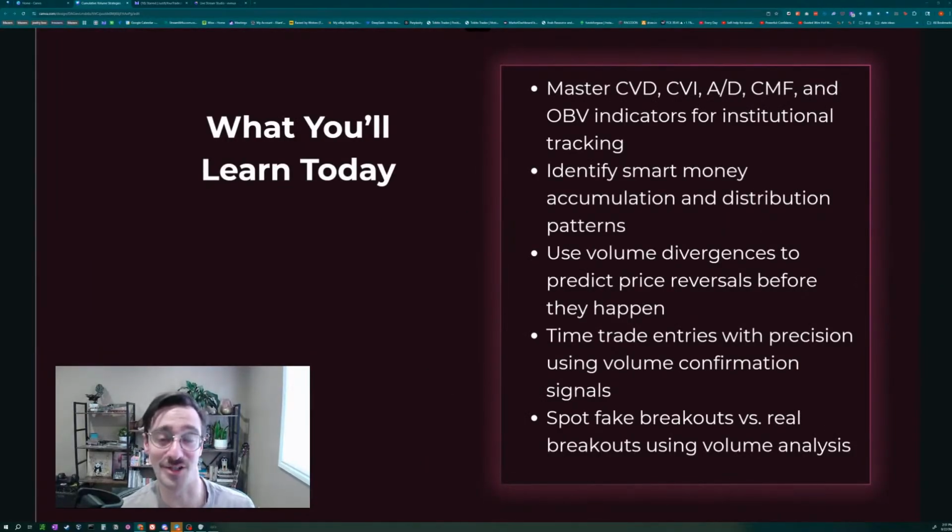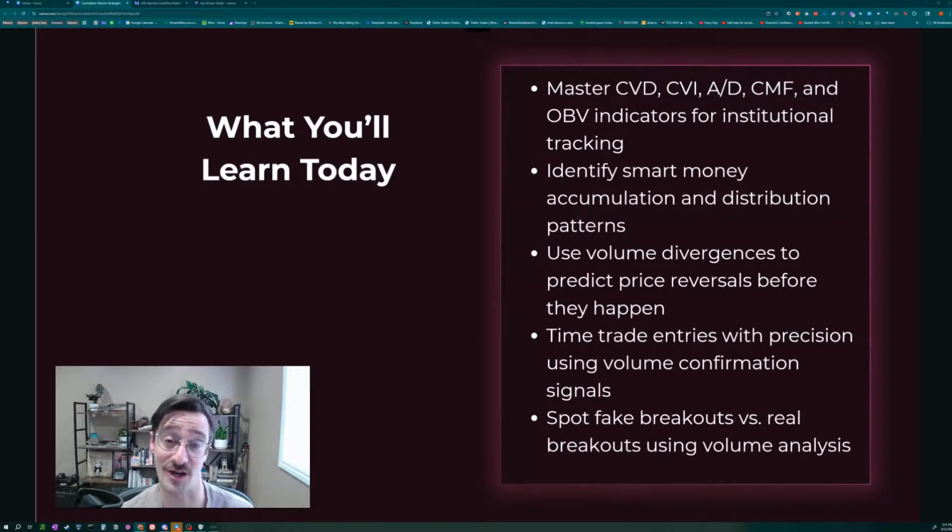We're going to be talking about CVD. We're going to be talking about CVI, AD, CMF, and OBV. It's a lot of acronyms to throw at you, I know, but there's a few in particular that are really important. You're going to walk away knowing how to use them, knowing when to use them.